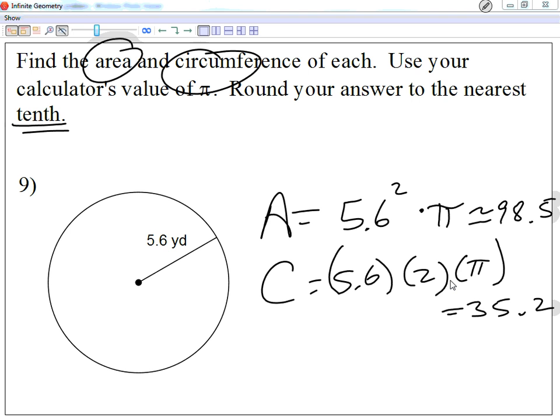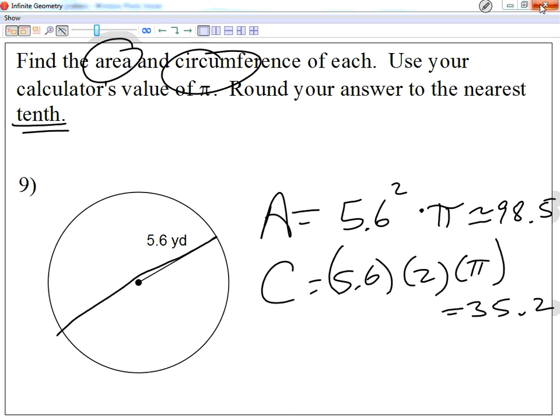Times it by 2 for all of them? The radius times 2, because you want the diameter. Because remember, the diameter is from edge to the other side. It's the whole thing. Okay. That's why we times it by 2. Okay. We're good on the front side of the paper?